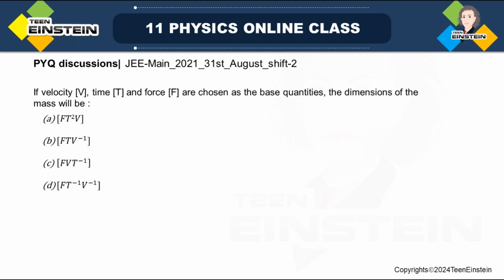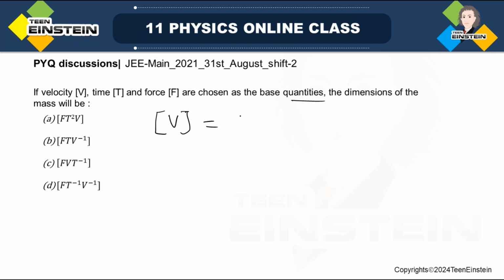Okay, so I have got a very simple problem here. If velocity v, time t and force F are chosen as the base quantities, the dimensions of mass will be what? So you have to find out the dimension of mass. See, better to write down the dimension of all of them.